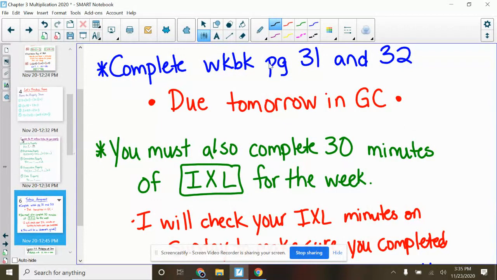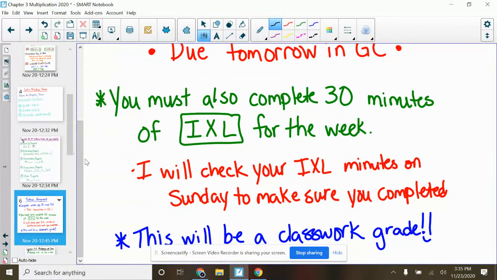Now, this red information down here at the bottom tells you that I'm going to check your IXL minutes on Sunday to make sure that you completed what was due to me. This will be a classwork grade. So if you do 30 minutes, then you will get your 100%. If you go above those 30 minutes, then you will get 5 extra bonus points. So you will get an extra 5 points. So you could get up to 105.